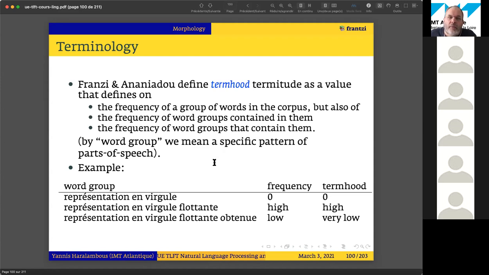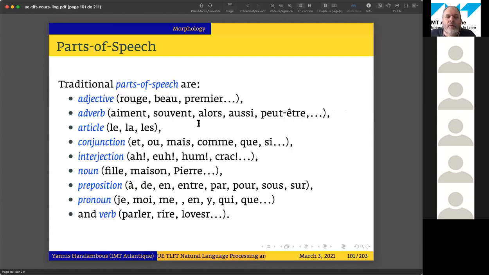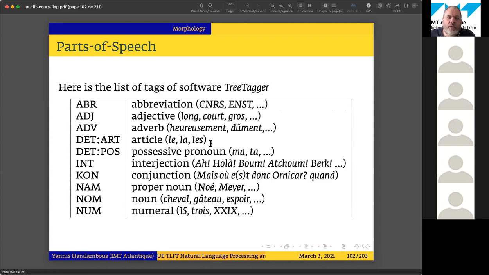And that's the whole idea of termhood. Now, next important notion, the one of parts of speech. So now we are partly in linguistics, partly in symbolic methods. You know part of speech already from grammar. And here you have software that will assign these tags, part of speech, so POS tags, to words.